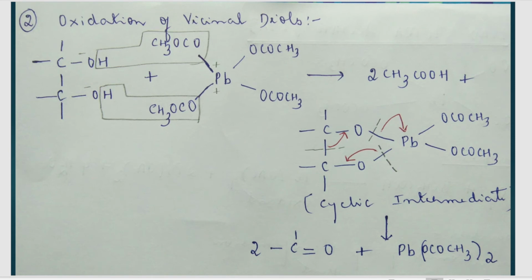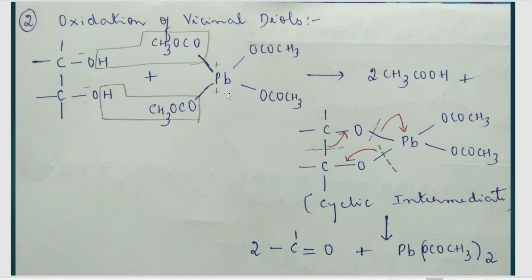Our second application is oxidation of vicinal diol. Now, what is a vicinal diol? There are two OH groups attached to neighboring carbon atoms. These two are neighboring carbon atoms and two OH groups are attached to them. Such a species where two alcohol functional groups are attached to neighboring carbon atoms is called a vicinal diol. So what does a vicinal diol give on oxidation?